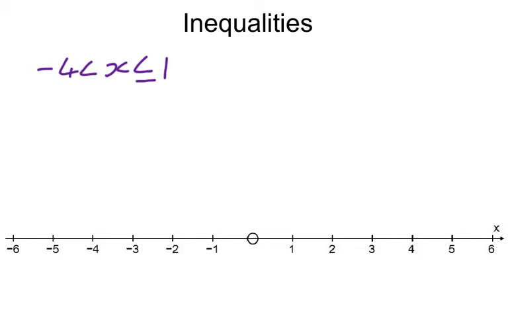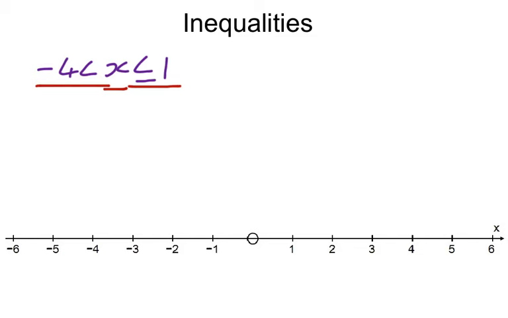Okay, this one says that x is bigger than minus 4 but less than or equal to 1. So this time x is in a range. It's less than or equal to 1, but it's bigger than minus 4.